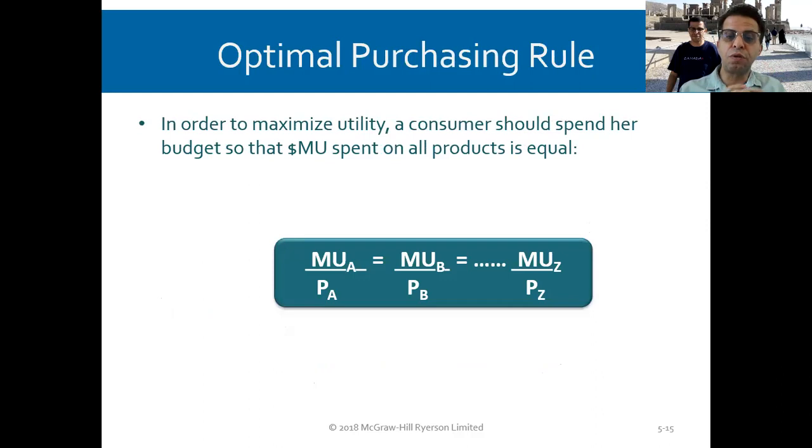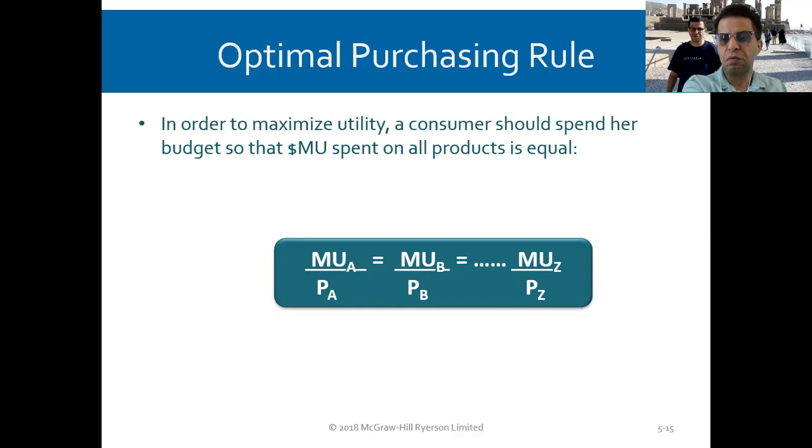So, the optimal purchase rule. In order to maximize utility, a consumer should spend her budget so that the MU per dollar spent on all products is equal. Let's assume you bought a chocolate with your first $5. You still have another $5. Your second choice is going to be, okay, I had a chocolate, let me have chips this time. So you buy the chips.